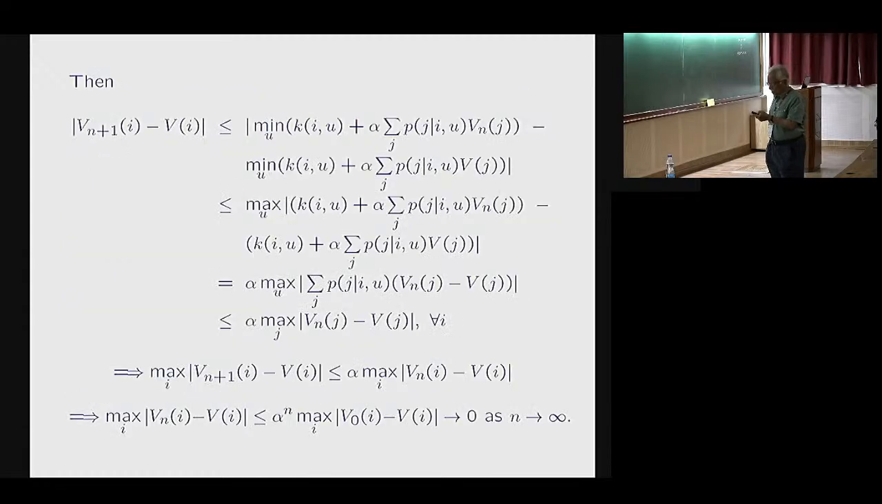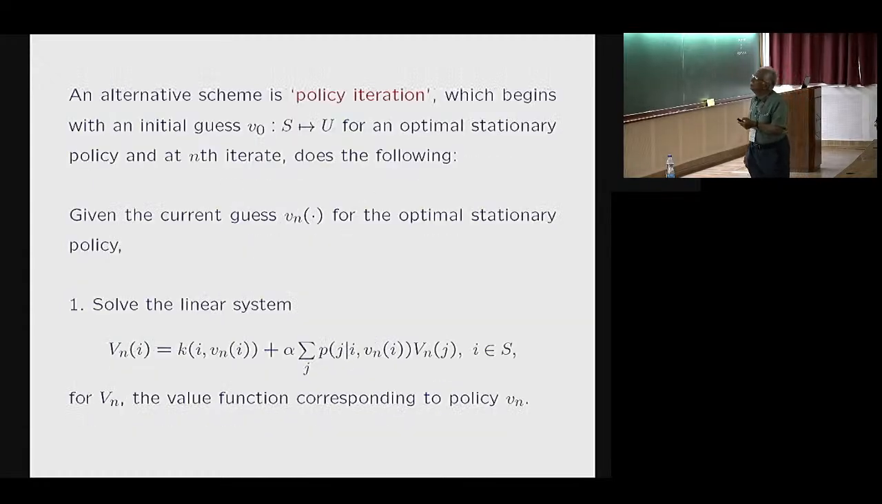There's another scheme called policy iteration, which iterates in the policy space. You start with some guess for a stationary optimal policy, and at time n, v n is your current guess. Then you perform two steps. One is to plug in v n. By the same argument with which I came up with dynamic programming, you get this equation. Suppose you pretend that there's only one controller available, namely v n. This is linear, so you just solve this linear system, and that gives you the value function corresponding to v n. That means if you use v n, that would be the value.